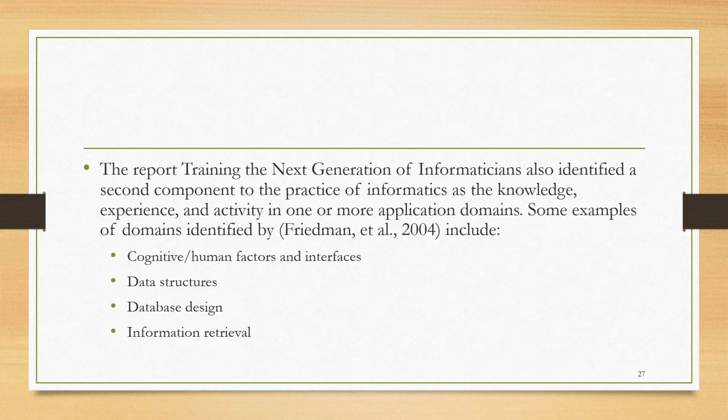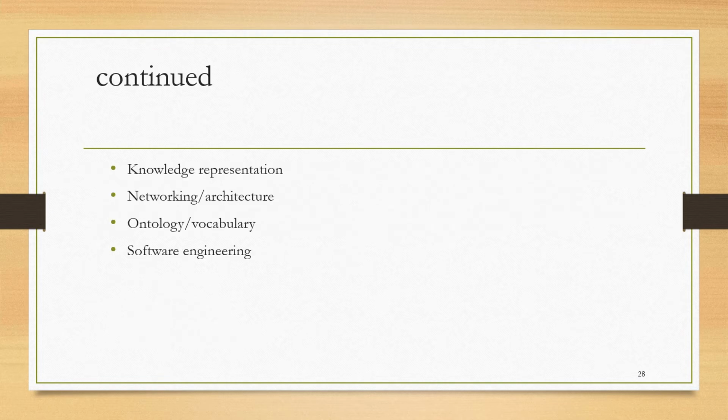Some examples of domains identified by Friedman include cognitive, human factors and interfaces, data structures, database design, information retrieval, knowledge representation, networking, architecture, ontology, vocabulary, software engineering.